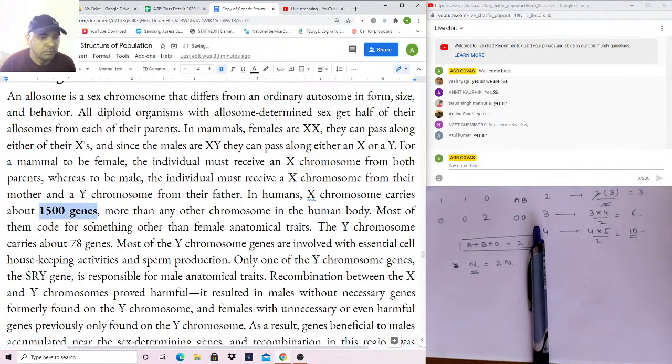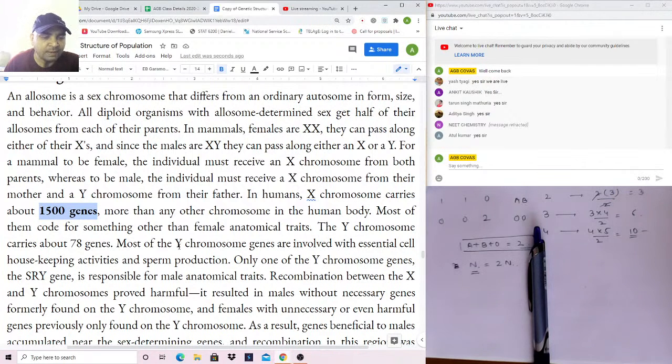Now, in humans, the X chromosome carries around 1500 genes, more than any other chromosome in the human body. Understand this: the X chromosome has the maximum number of genes compared to other chromosomes in the human body, and most of them code for something other than female anatomical traits. This is a misnomer. You might think that because it is a sex chromosome, it produces something related to females, but it is not so.